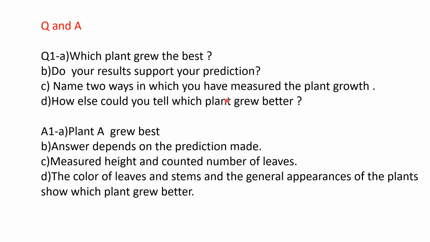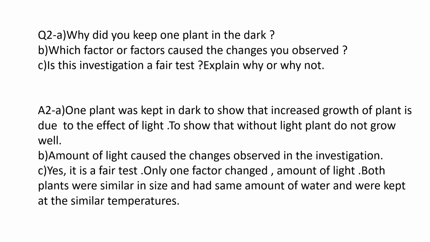Name two ways in which you have measured the plant growth. We have measured the height and counted the number of leaves. How else could you tell which plant grew better? The color of leaves and stems and the general appearance of the plants show which plant grew better, which one is healthy and which one is weak. Why did you keep one plant in the dark? One plant was kept in the dark to show that increased growth of a plant is due to the effect of light, to show that without light plants do not grow well.